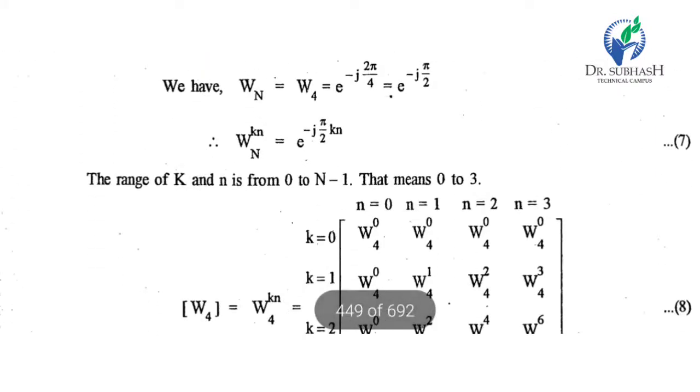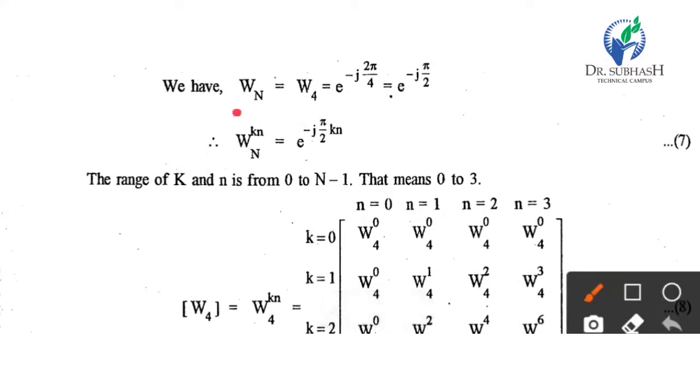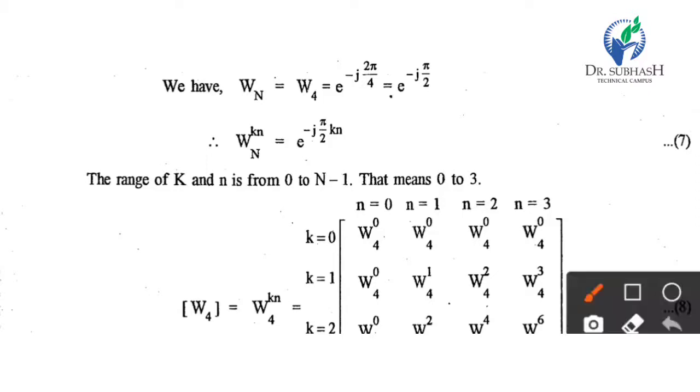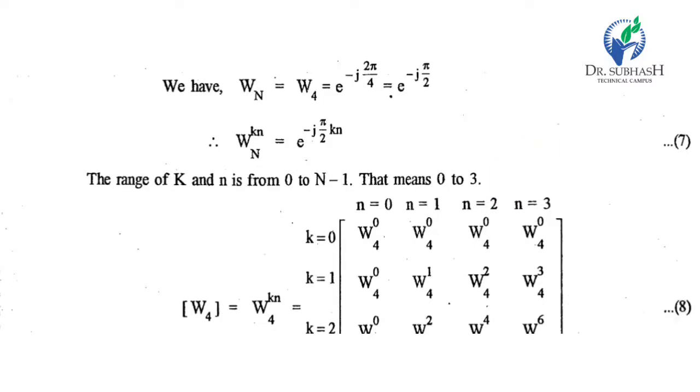So we have WN, so it is W4, which is e raised to minus j2 pi by 4, so it is e raised to minus j pi by 2. Now WN raised to kn equals e raised to minus j pi by 2 multiplied by kn. The range of k and n is from 0 to N minus 1. So here N equal to 4, so the range is 0 to 3. That's why I tell you, whenever the N value is higher, the matrix is very big.